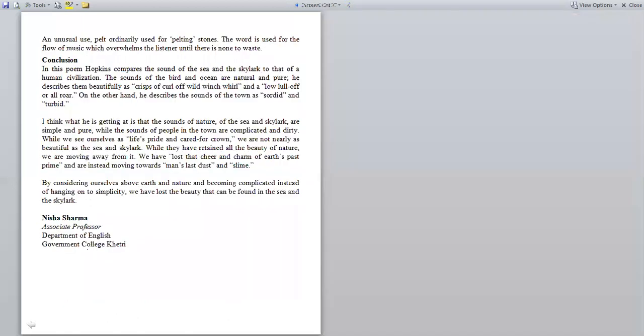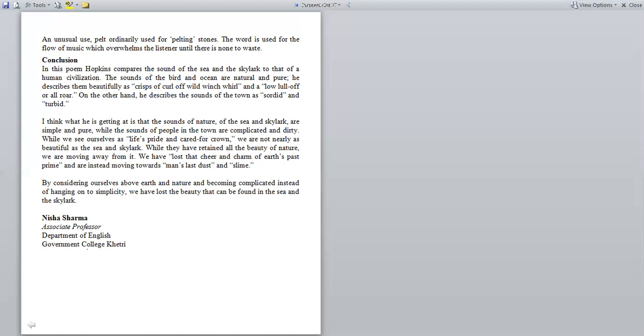Now, pelt, an unusual use. Pelt ordinarily is used for pelting stones. The word is used for the flow of music which overwhelms the listener until there is none to waste. Thus, in this poem, Hopkins compares the sound of the sea and the skylark to that of a human civilization. The sounds of the bird and ocean are natural and pure. He describes them beautifully as crisp curl, wild winch whirl, and a low lull off roar. On the other hand, he describes the sounds of the town as sordid and turbid.